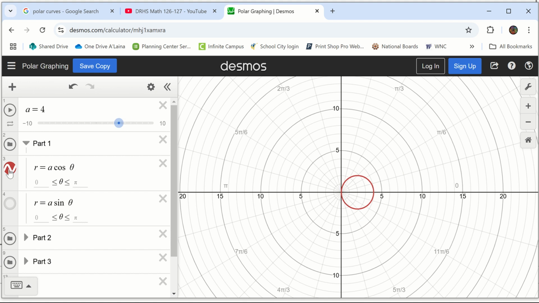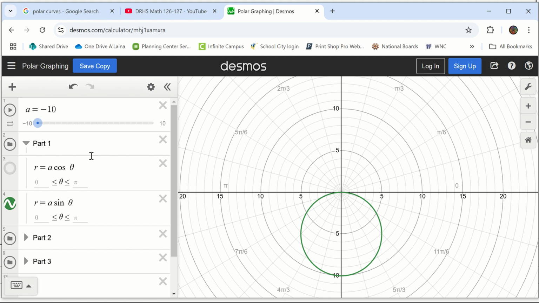I'm now going to turn off that graph and turn on this one. This one, a is 4 right now. I'll switch a to be 3. This was the one we explored. If I change what a is, it changes the diameter. I'm on the y-axis since this is sine, the positive y-axis if a is positive. But if a is negative, I'm on the negative side of the y-axis.